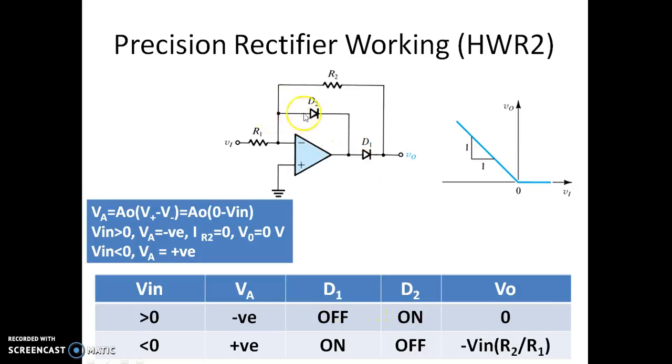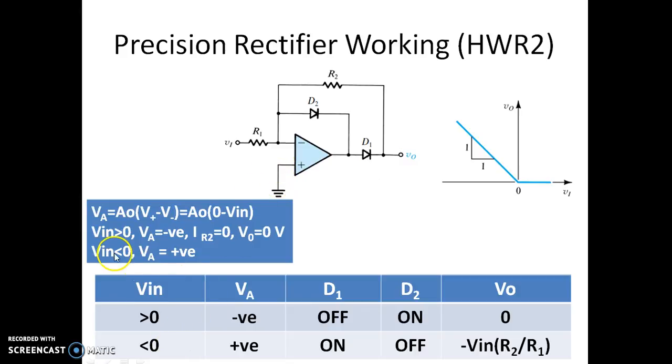But D2 is on. So when D2 is on, we have this voltage coming over here, and this loop is closed. We are taking the output voltage over here, which is the voltage drop across resistance R2. Since diode D1 is off during the positive half cycle of the input, because this voltage is negative, we get the output voltage 0. Meaning, for the positive half of the input voltage, the output voltage is 0.